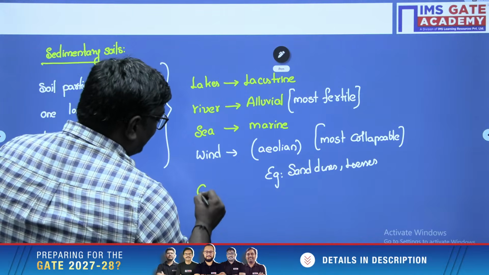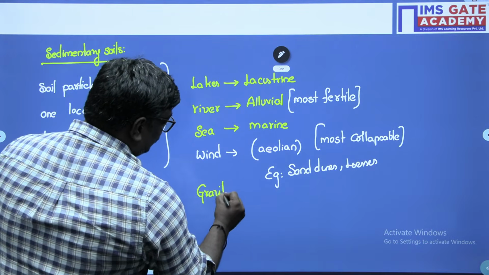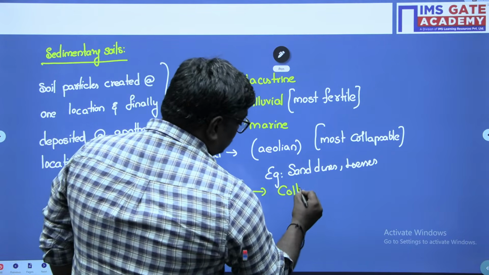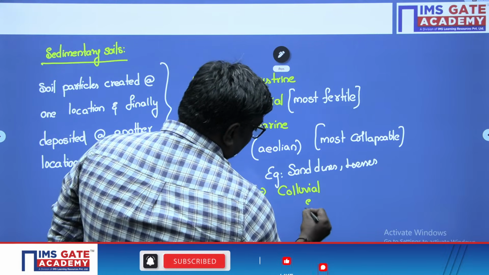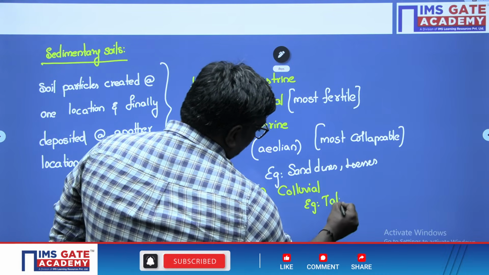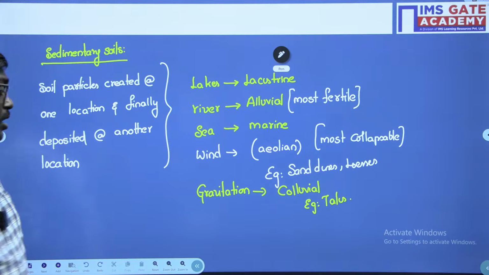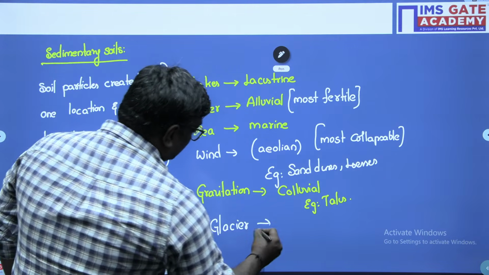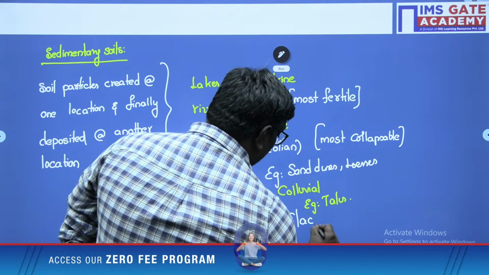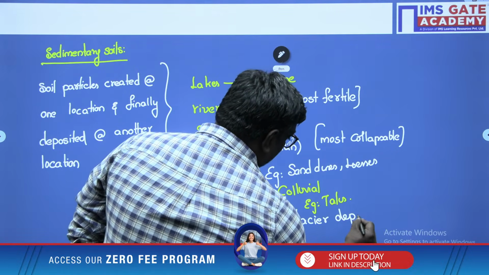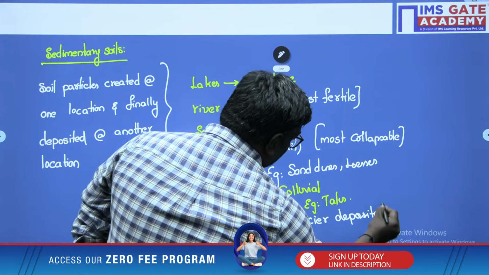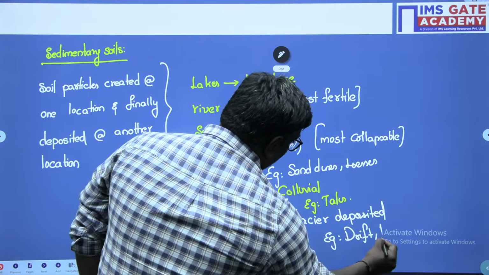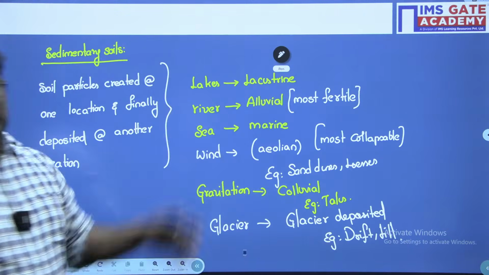And we also have gravitation. Gravitation is like usually in Himalayas or hilly areas. These are called colluvial soils. Example is talus. And usually in Switzerland, Himalayas and all, we have the soils which are deposited due to glacier. These are called glacier deposited soils. Examples are drift and till. So just go through this quickly, my dear students.